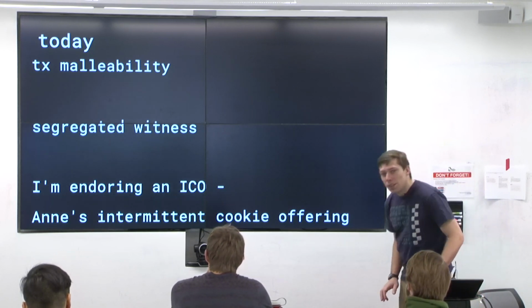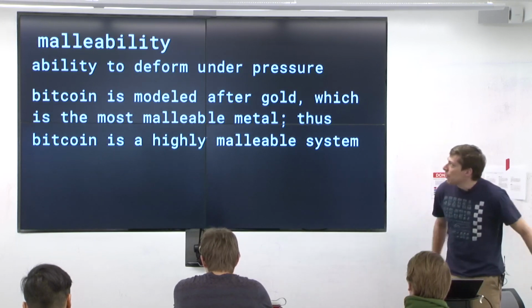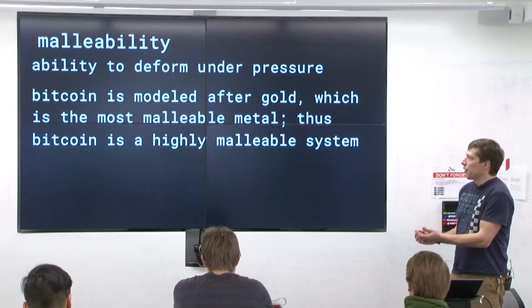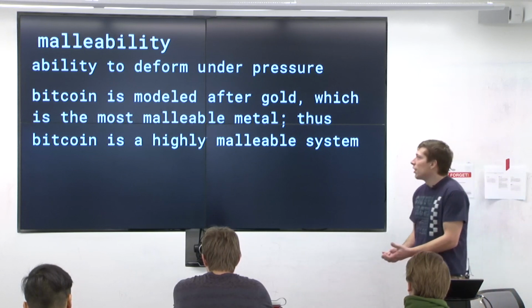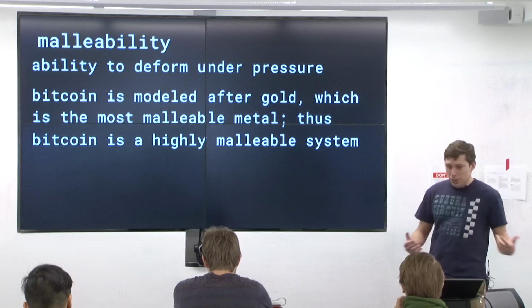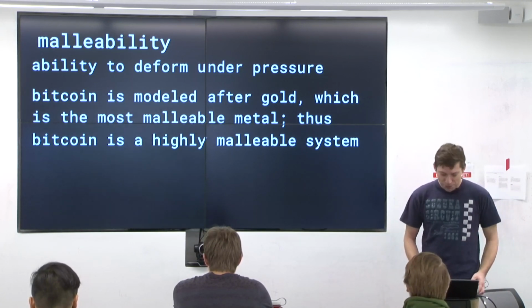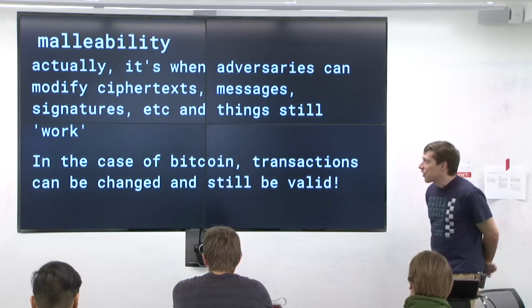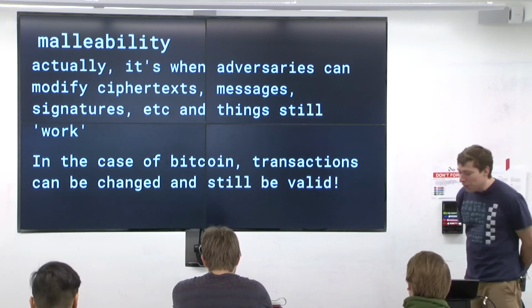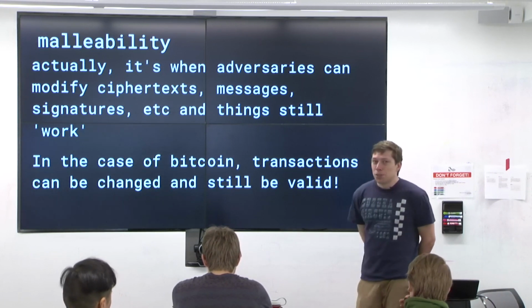Okay, so malleability. Malleability is the ability to deform under pressure for a material, right? And so Bitcoin is modeled off of gold, which is the most malleable metal. You can make gold leaf and stuff. So clearly, we need to design Bitcoin to be malleable, right? No, I'm joking.